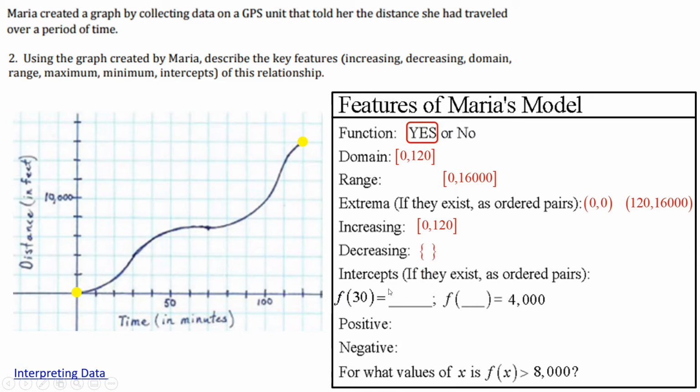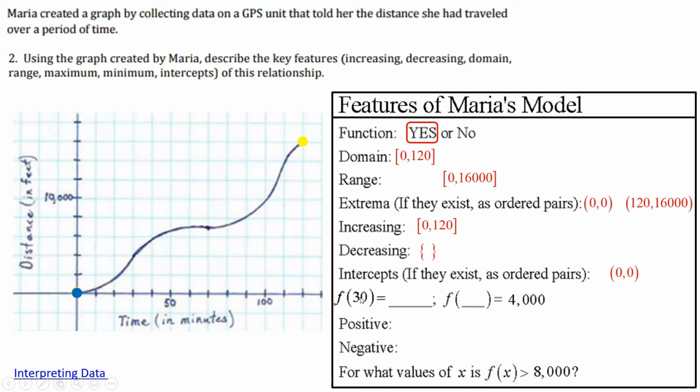And then the intercepts, if they exist as ordered pairs. So where does this graph cross the y-axis or the x-axis? And only at that one point, which is the origin, which is both an x and a y-intercept. So that point, as an ordered pair, would be when x equals 0, y equals 0.